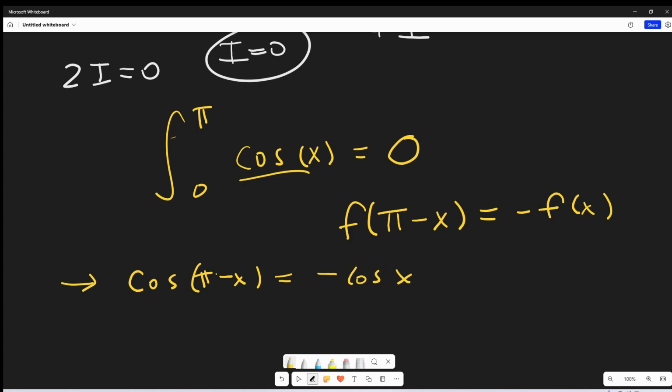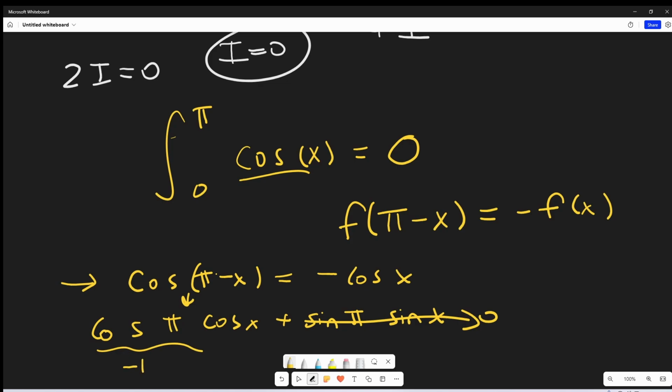Now this is actually the supplementary angle formula, so we could just do it that way, but I'll use the difference angle formula just to show it more clearly. Using the identity on this, we're going to have cosine pi times cosine x, plus sine of pi times sine of x. But sine of pi is 0, so this whole term is just 0. We're just left with this. But cosine of pi is minus 1, so minus 1 times cosine x gives us our minus cosine x. So this condition is true here. Since this condition is true, and what we proved earlier, this integral must be 0.